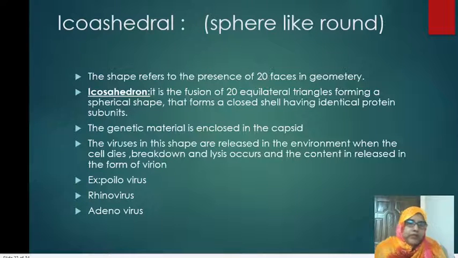Then moving toward icosahedral, it is somewhat spherical. The shape refers to the presence of 20 faces in a geometry. It contains 20 faces. An icosahedron is a fusion of 20 equilateral triangles, forming a spherical shape.